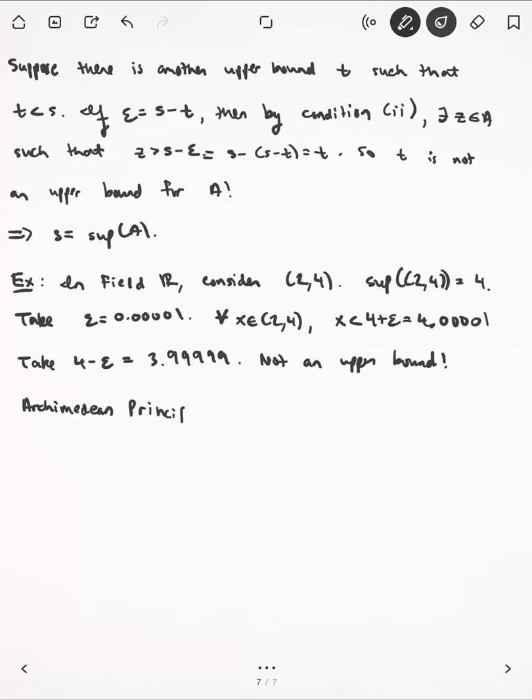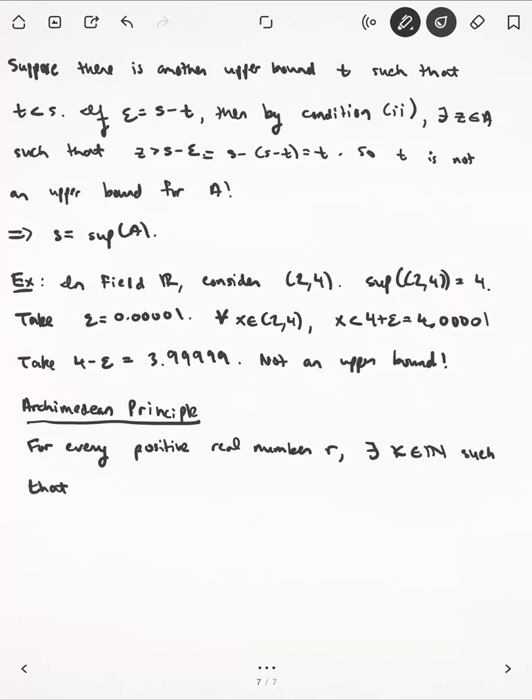And I've talked about this before in class, but for every positive real number R, there's a natural number K such that 1 over K is less than R. No matter how small you take R, I can find a natural number whose inverse is less than that real number. Okay? So now let's get to this meaty example.